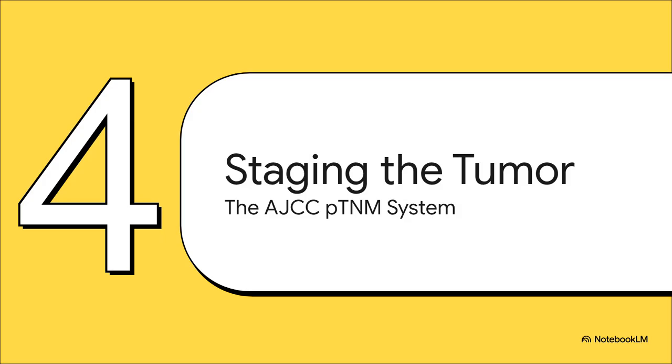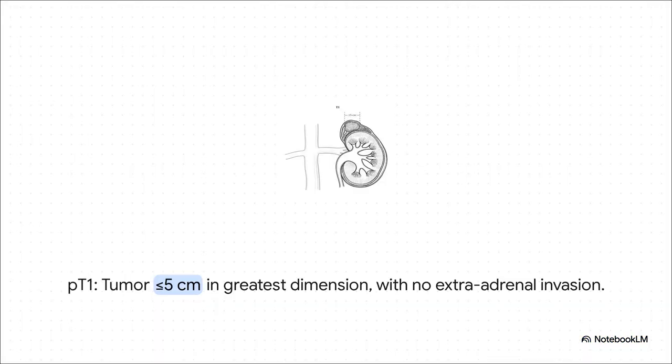So, diagnosis? Check. Grade? Check. What's next? Staging. We need to figure out how far the tumor has spread. And for that, we turn to the universal language of cancer pathology, the AJCC-TNM staging system. So the staging journey starts at pT1. This is pretty much the best case scenario for a carcinoma. It means the tumor is small, 5 centimeters or less, and it's still playing nice, completely contained within the adrenal gland itself. No invasion into the surrounding fat or anything else.